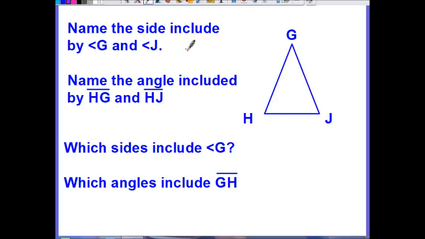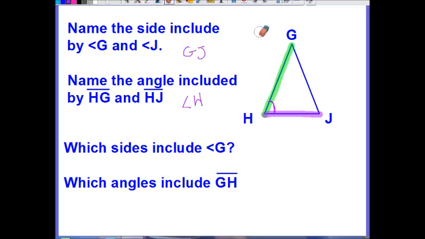Alright, so next, we're going to name the angle that is included by HG and by HJ. So here we go. HG, HJ. The angle that's included or smashed in the middle is going to be this angle here where the intersection happens. It's going to be angle H. It's going to be our included angle. It's smack dab in the middle.